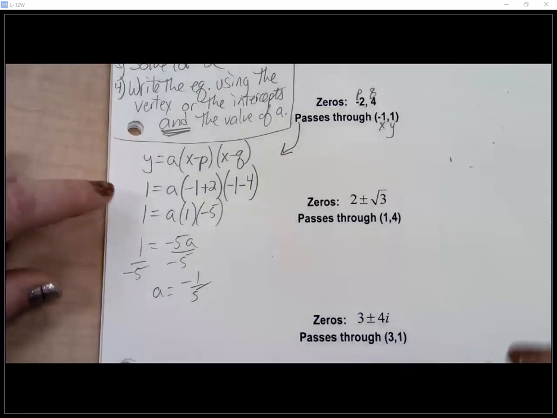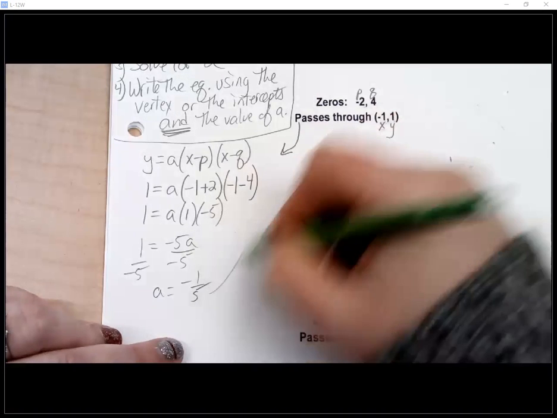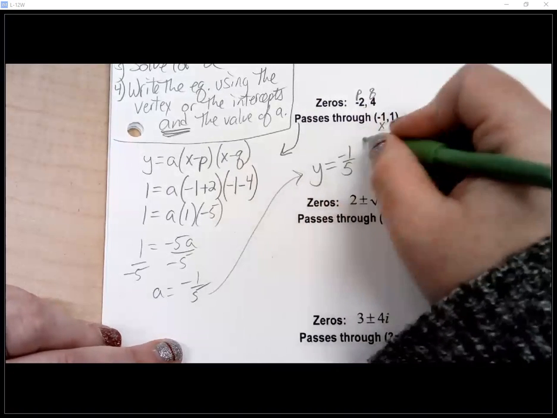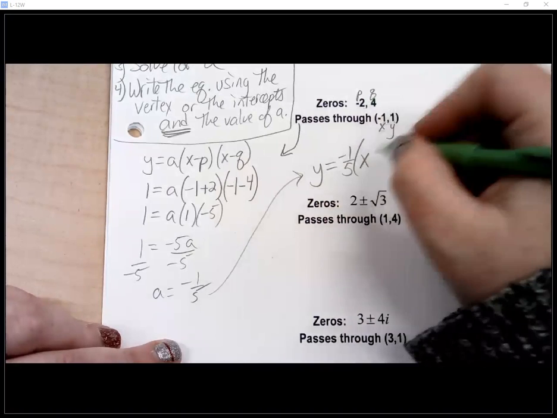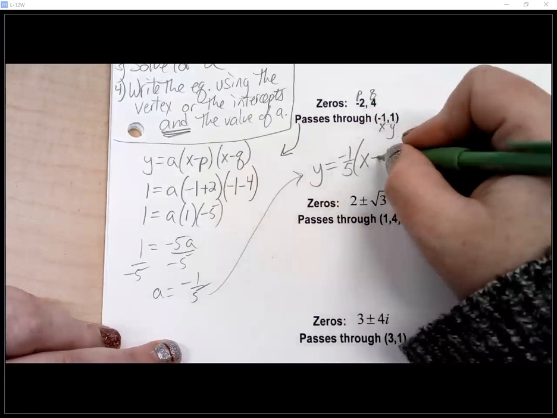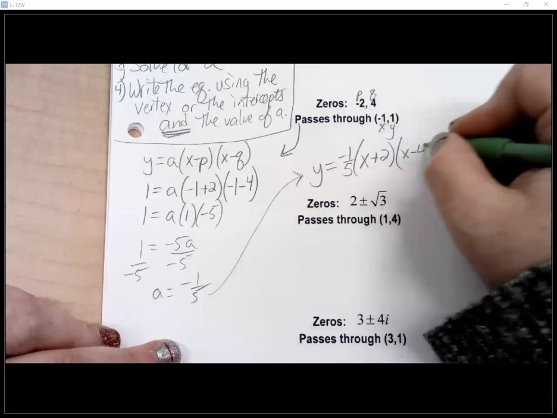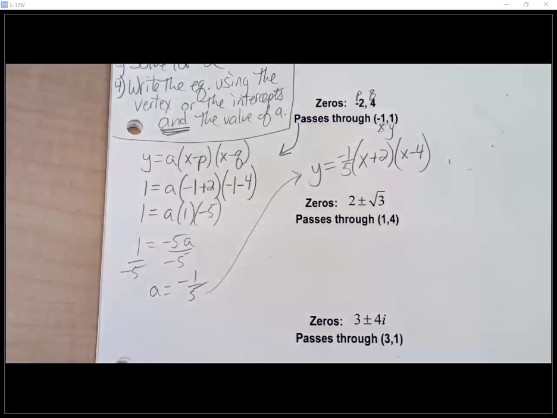The P's and Q's should be filled in, and A should be filled in. I'm just going to have X and Y's left, okay? So my final answer would look like Y equals, A is -1/5, leave the X, but minus P. So minus -2 turns into a +2. And then the other one would be X minus 4. And there it is. How do we feel about that? Not so bad, hopefully.